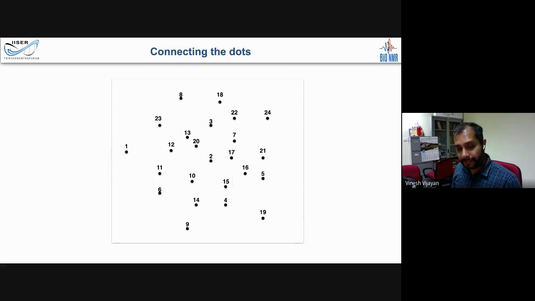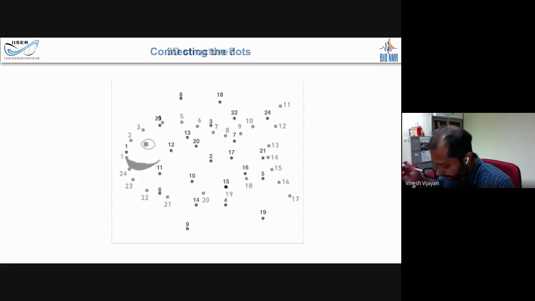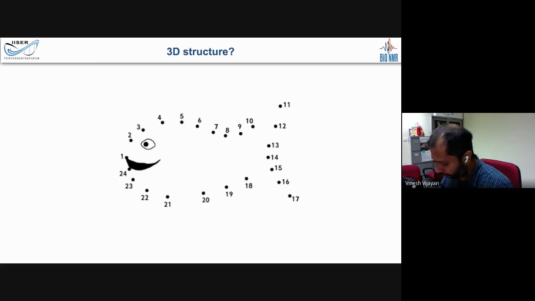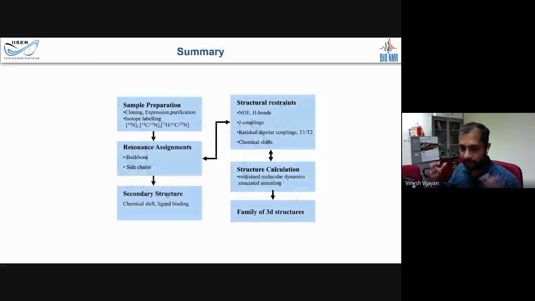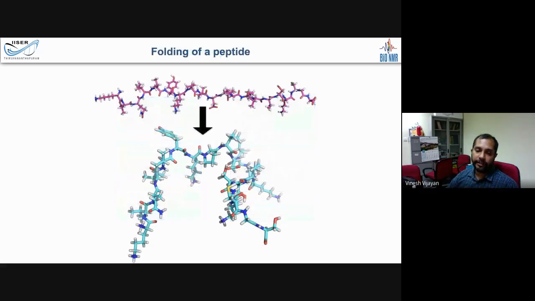Once we find the distances, so we have labeled the amino acids, but then it is like this. Now we find the distances, only then do we know that this is actually the shape of a fish. Otherwise we don't know whether it's a fish or something else. So we have to find the distances between these amino acids using NOE. And once we find the NOEs, we put everything into the structure calculation protocol, and we get 3D structures.